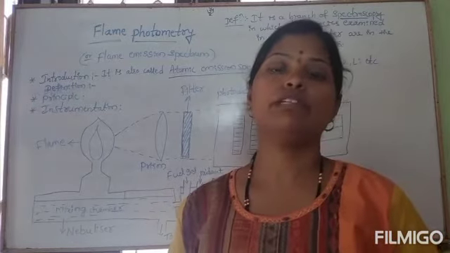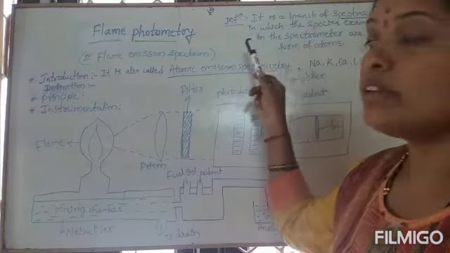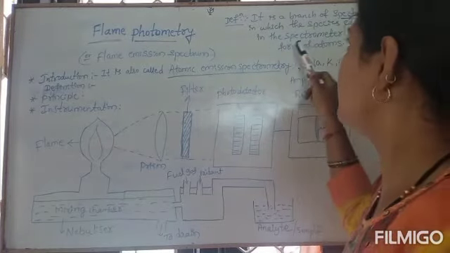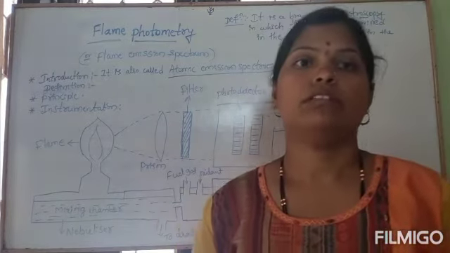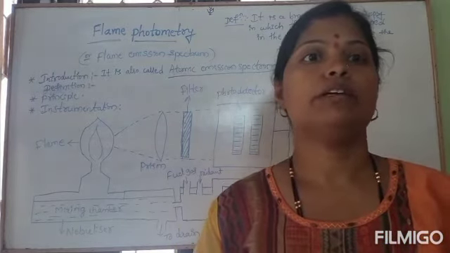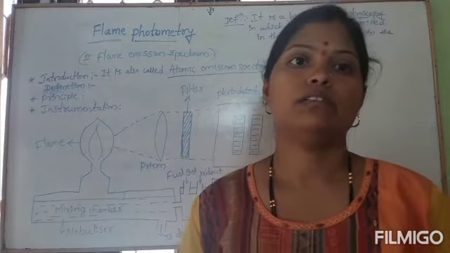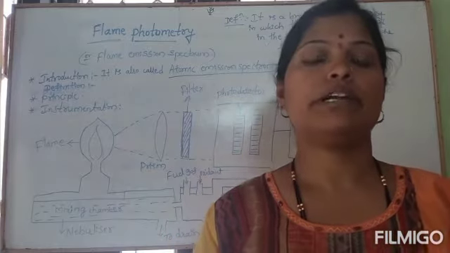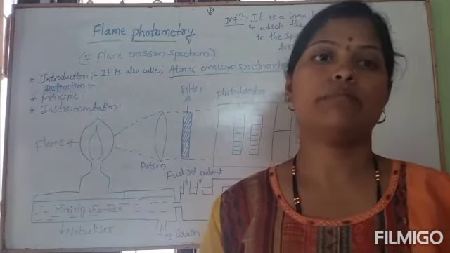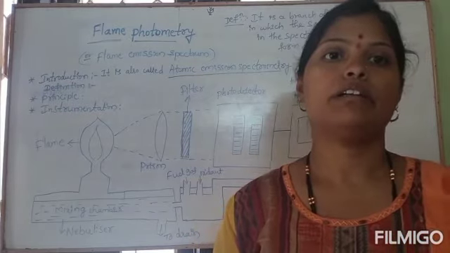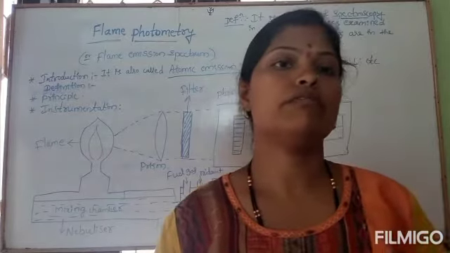Okay, the definition of flame photometry: it is the branch of spectroscopy in which the species examined in a spectrometer are in the form of atoms. With the help of the spectrometer, we can identify which element is present. So finally, it is defined as a branch of spectroscopy in which the species are examined in the spectrometer in the form of atoms. It is called flame photometry.